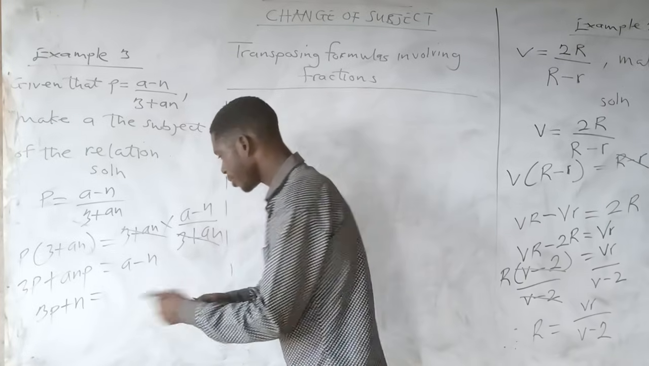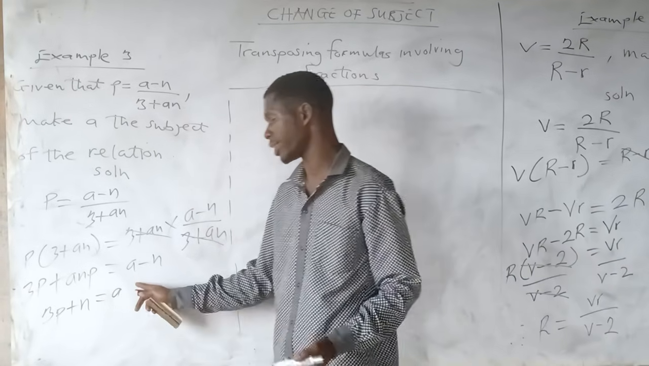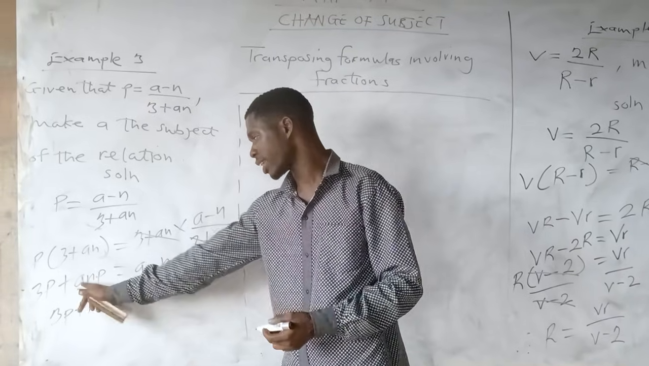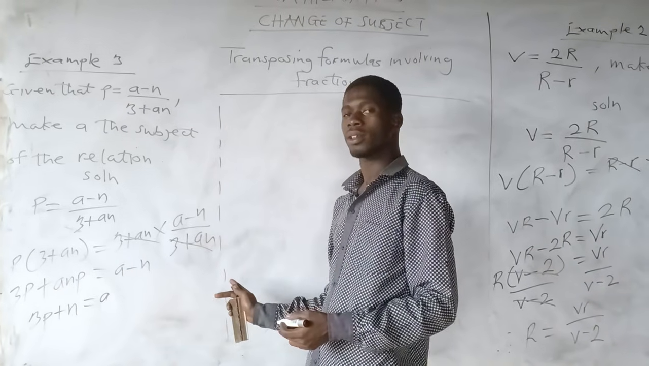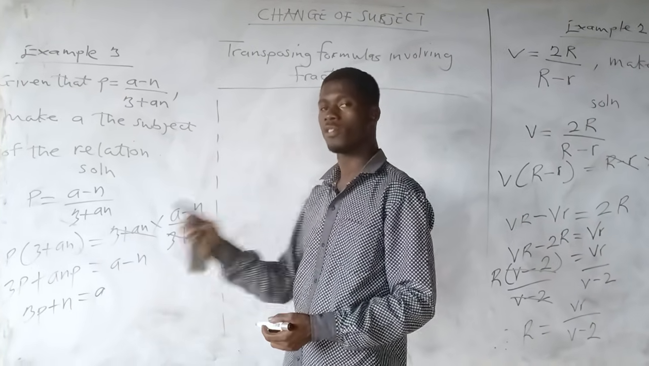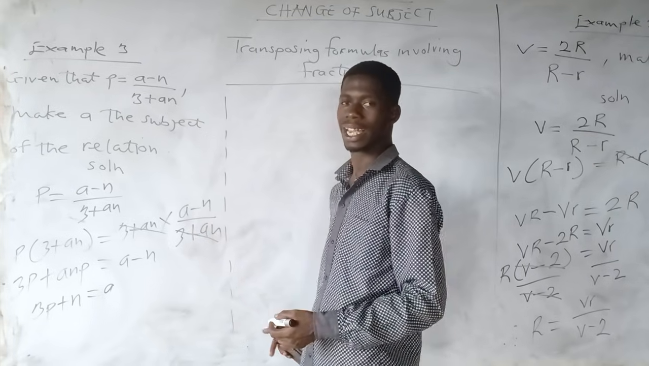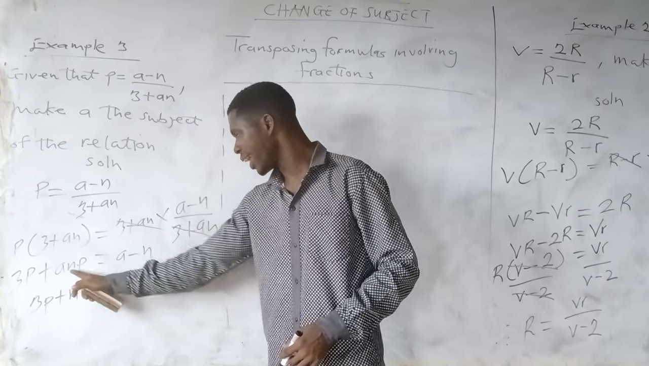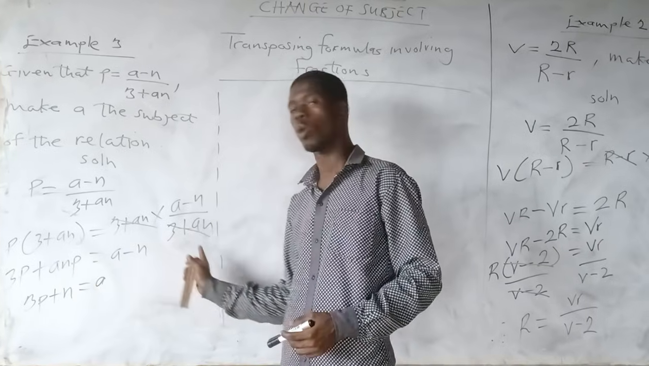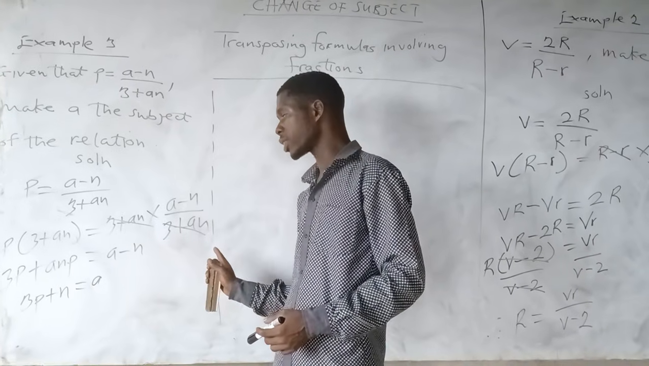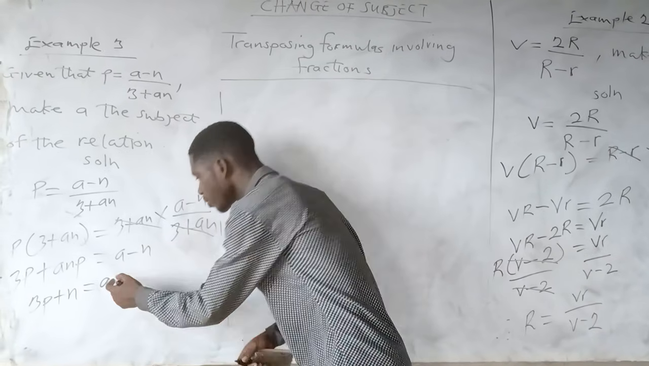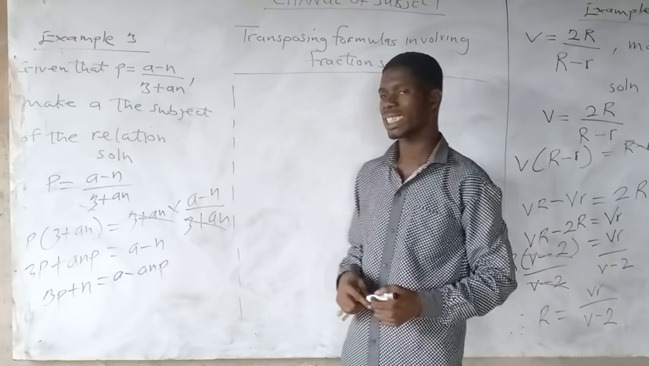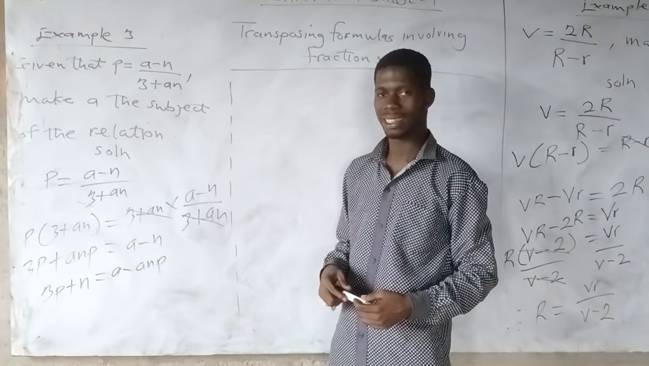Now you have A here. It is standing where it is, still at the right hand side. Then this one at the left hand side is coming. It's moving from left hand side to right hand side. At the left hand side it was positive ANP, so by crossing the equal sign to the right hand side, it becomes negative ANP.